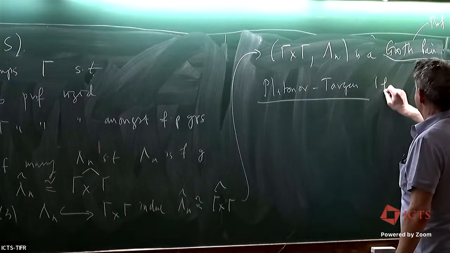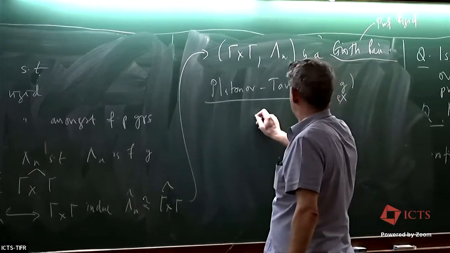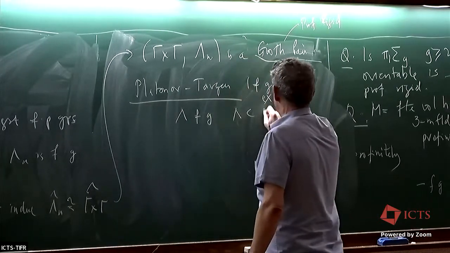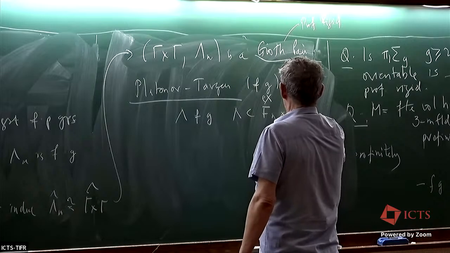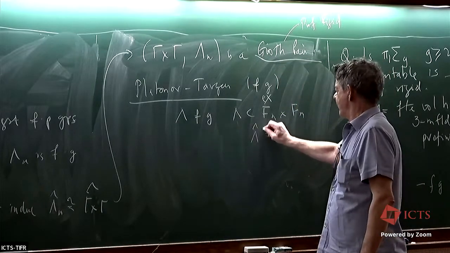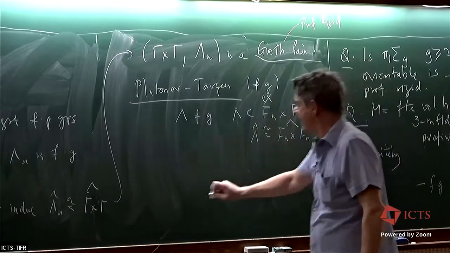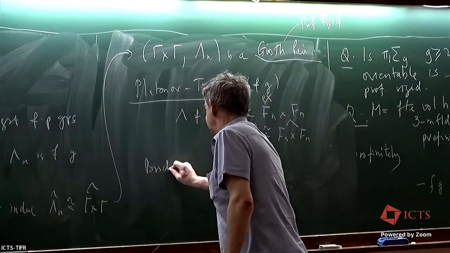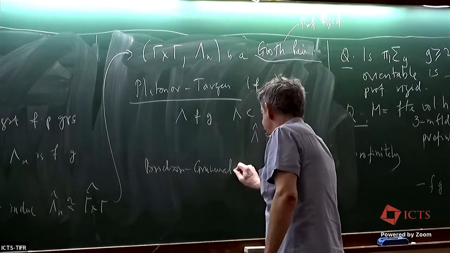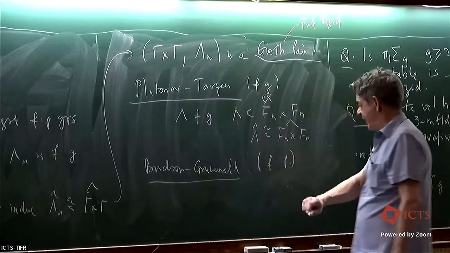gave finitely generated examples. And these were lambda in Fn cross Fn, the free group. So we would have lambda hat isomorphic to Fn cross Fn hat, and then Bridson-Grunewald actually answered Grothendieck's question by constructing finitely presented examples.